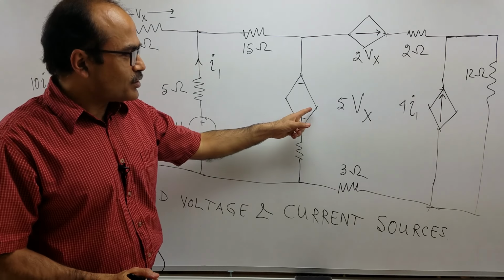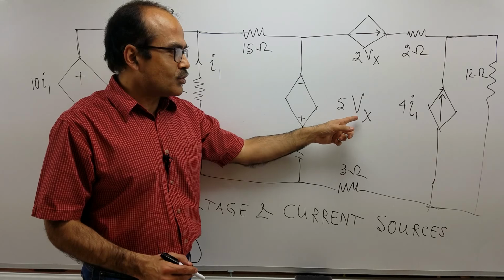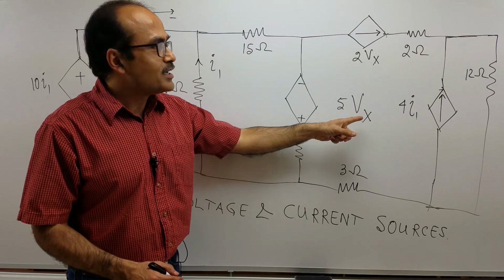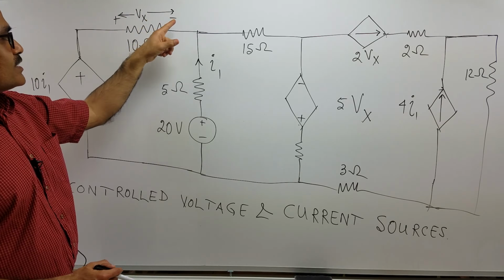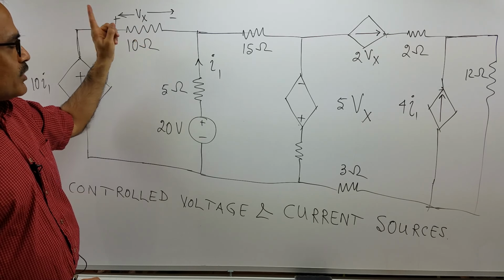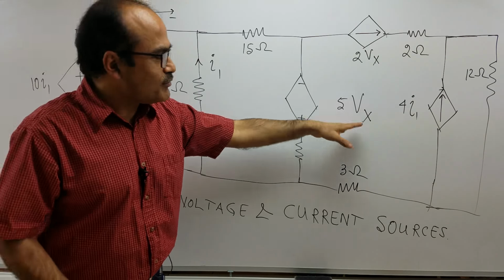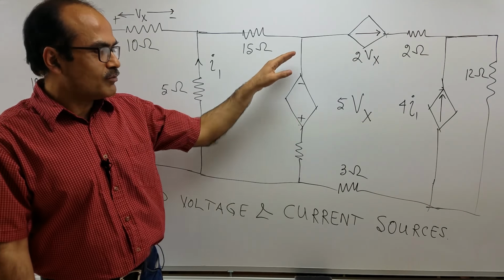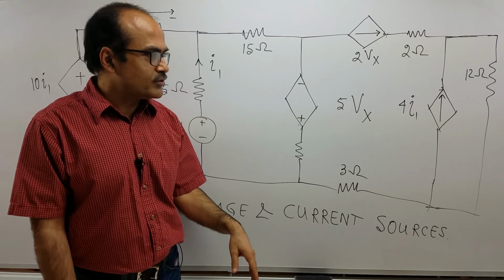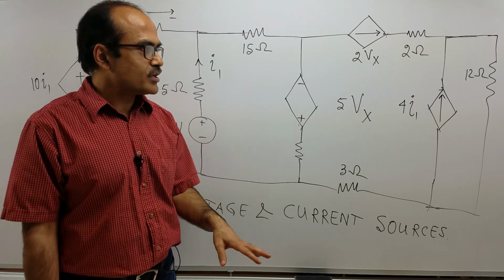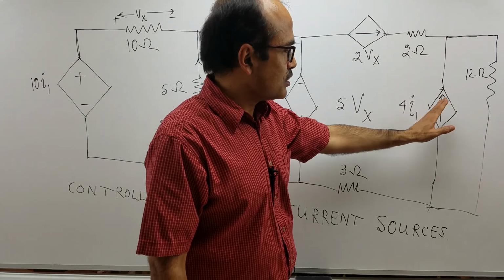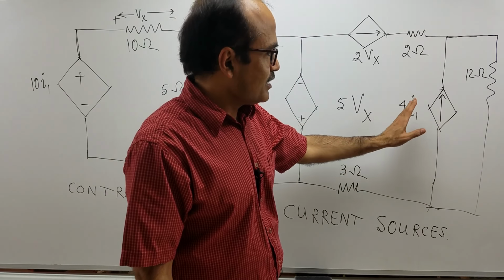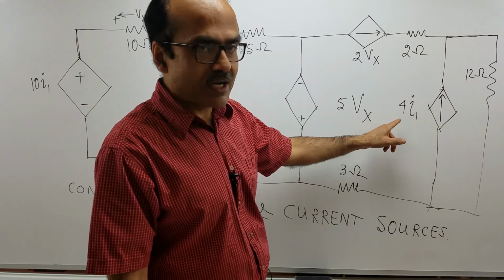Now, this is another controlled voltage source which is controlled by the voltage Vx. Now, this Vx is here, the potential difference across this resistor. So, as long as Vx is unchanged, 5 Vx, which is the terminal voltage across this voltage source, will remain unchanged. Similarly, this controlled current source is controlled by I1, that is the current offered by it is 4 I1.